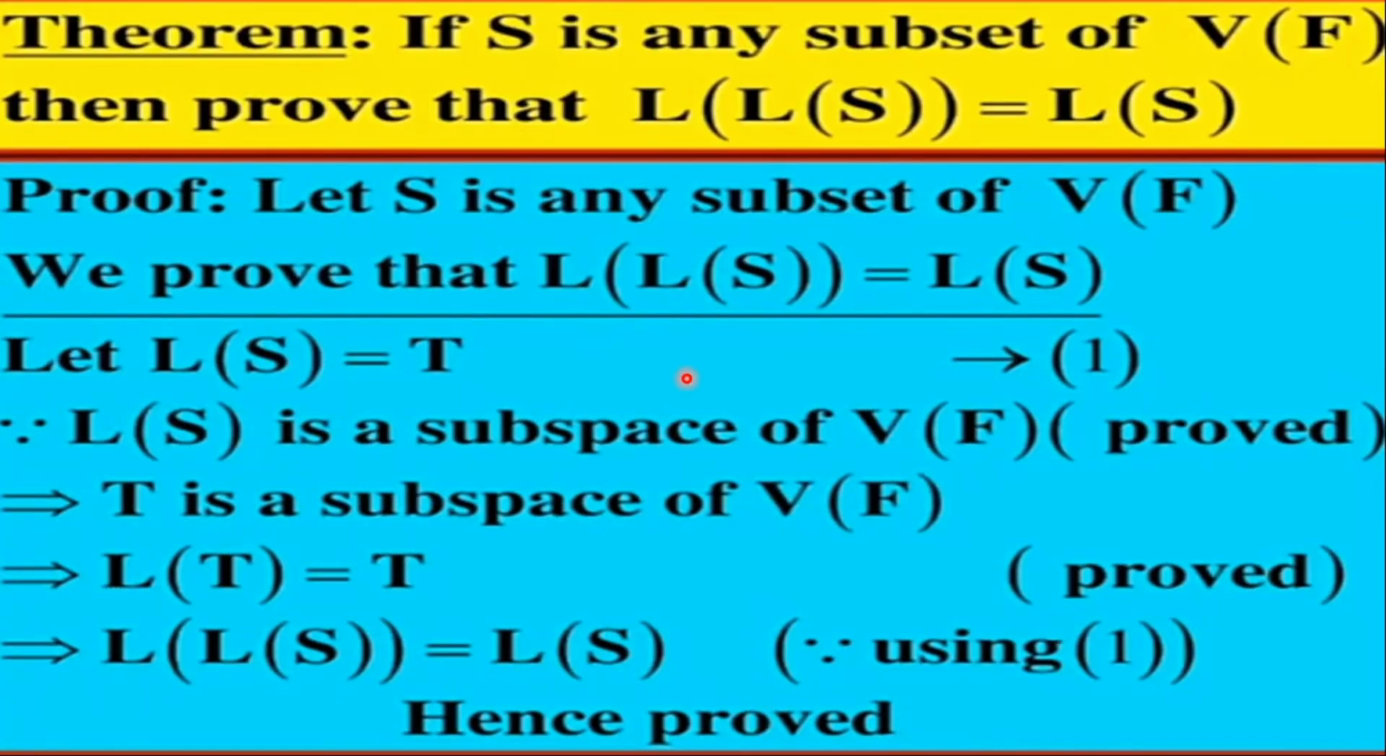Next theorem. If S is any subset of V(F), then L of L of S equal to L of S. Let S be any subset of V(F). We prove that L of L of S equal to L of S. Let L of S equal to T, denoted by 1. Since L of S is a subspace of V(F), already proved, T is a subspace of V(F). That gives L of T equal to T, where T is L of S. That gives L of L of S equal to L of S using 1.